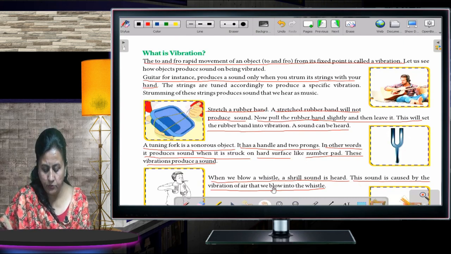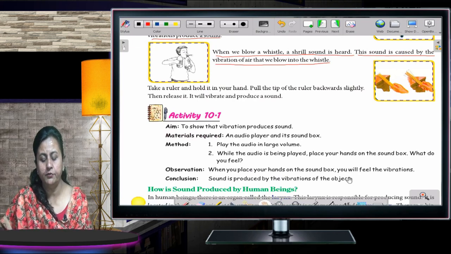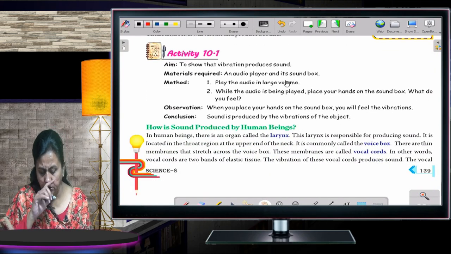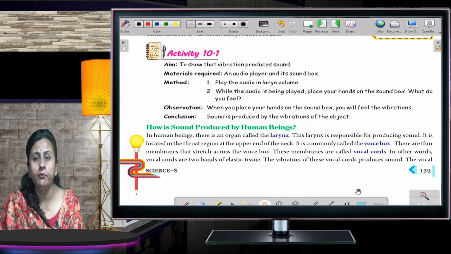Now, these are the activities which show how vibration produces sound. You can go through it. There is nothing much to explain over here. Now, how is sound produced by human beings?